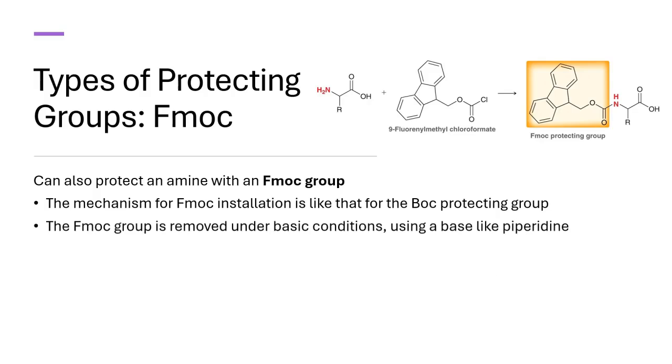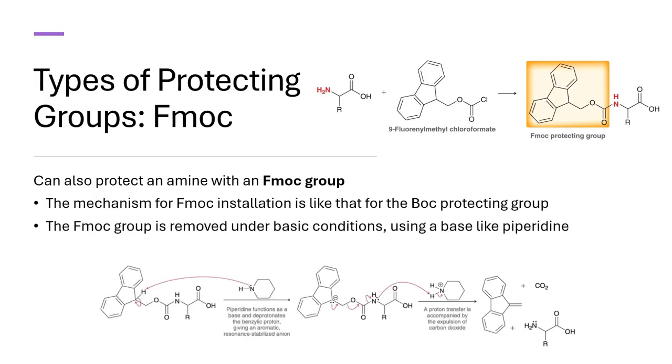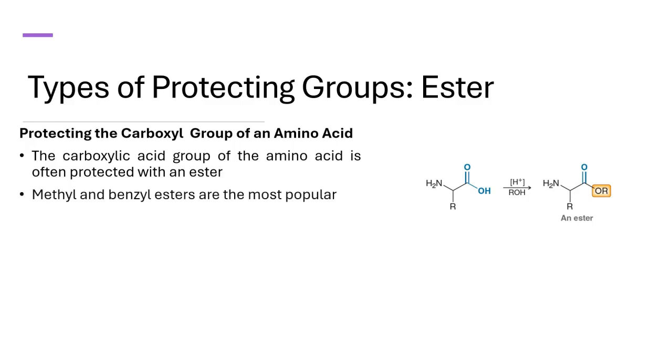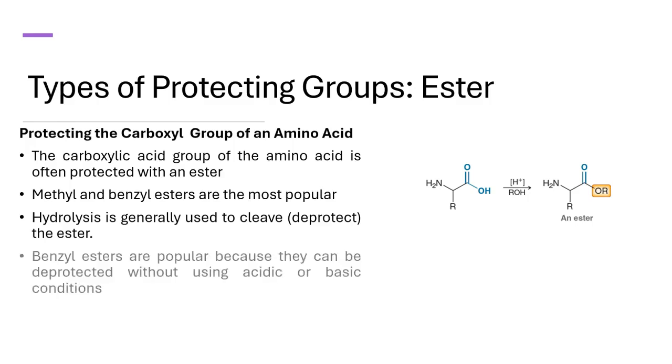Types of protecting groups. Esters. The carboxyl group of an amino acid may be protected with an ester. Methyl and benzyl esters are the most popular. Hydrolysis is generally used to cleave or deprotect the ester. Benzyl esters are popular because they can be deprotected without using acidic or basic conditions. Hydrogenation can remove a benzyl group.